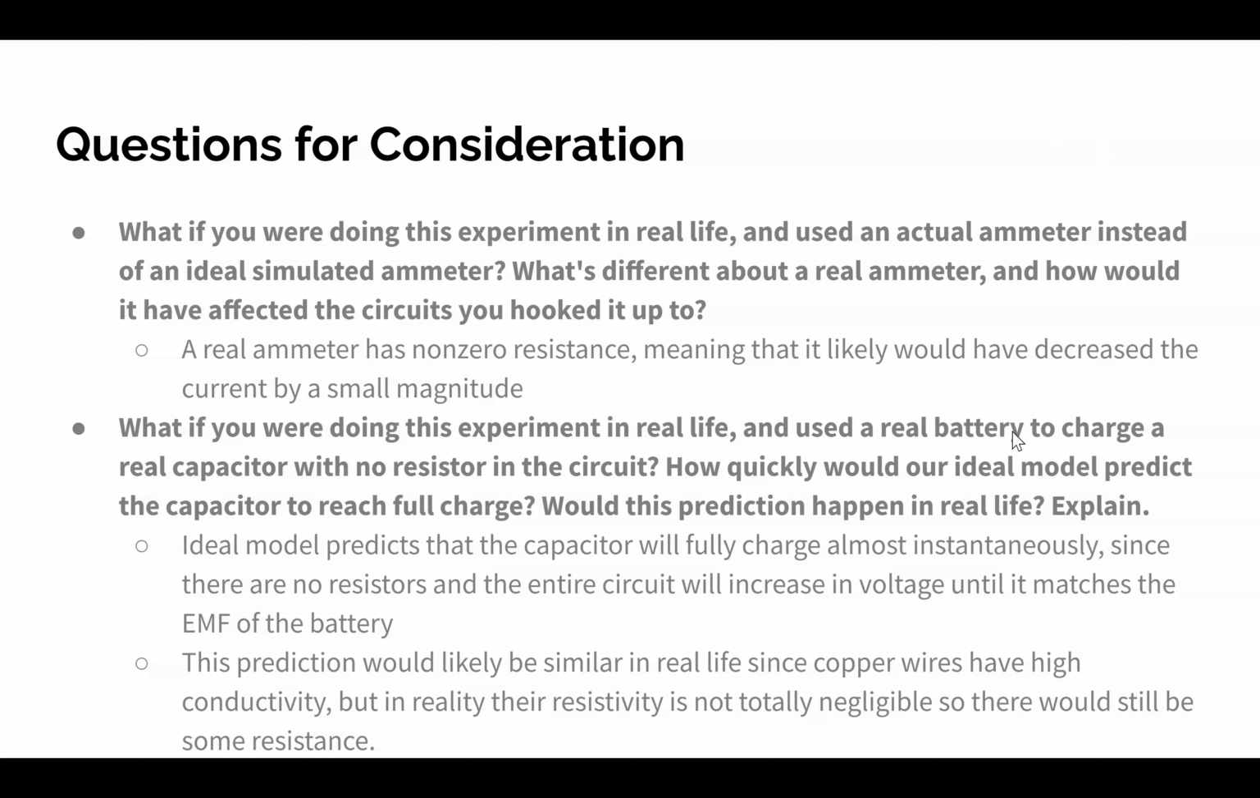And if I were using a real battery to charge the capacitor with no resistor in the circuit, the ideal model predicts that the capacitor will fully charge almost instantaneously since there are no resistors and the whole circuit will increase in voltage until it matches the EMF of the battery. And this prediction would likely be similar in real life since copper wires have a very high conductivity, but in reality, their resistivity is not totally negligible, so there would still be some resistance.